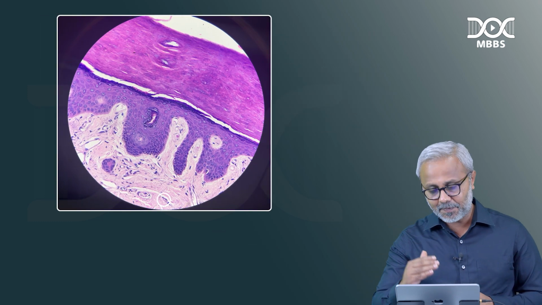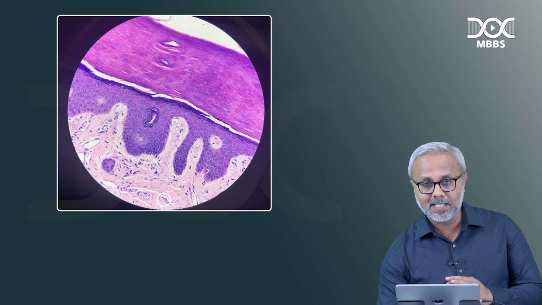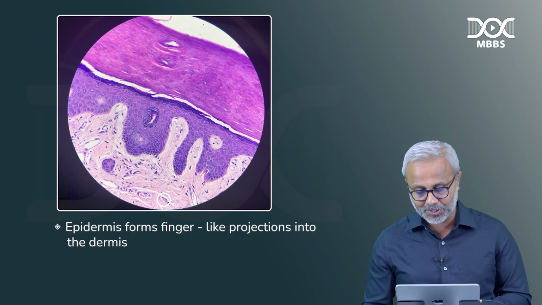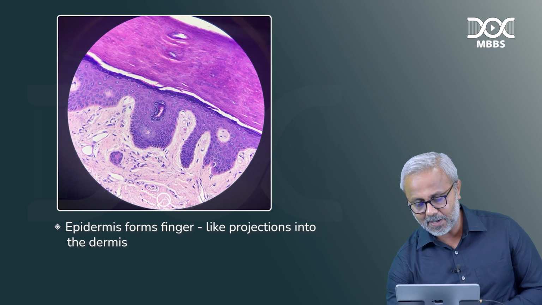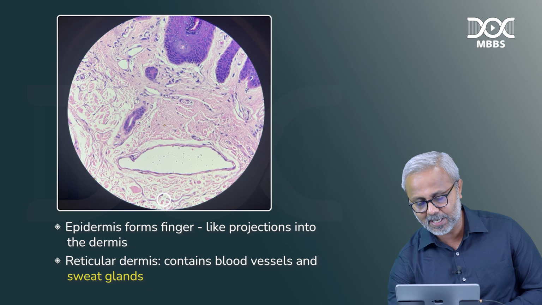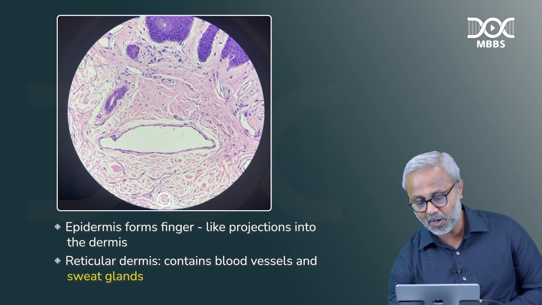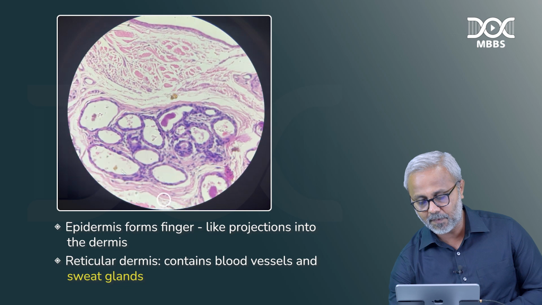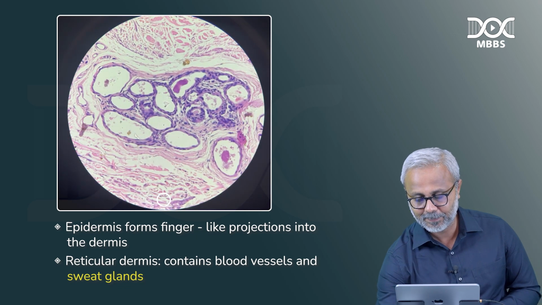Then if we come further down, we can clearly see the papillary dermis extending into the epidermis as finger-like projections, and then if we come lower down, we have the reticular dermis, which contains, let's say, blood vessels, but the most important feature we must identify here is the presence of the sweat glands.